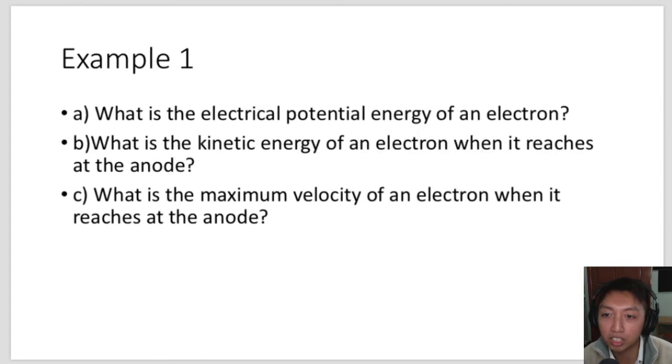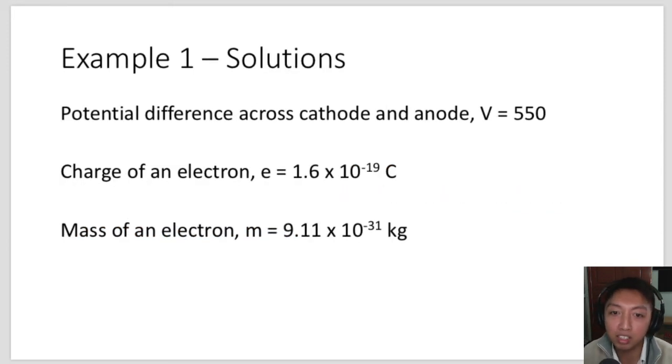Now let's look at the questions. So first question is, what is the electrical potential energy of an electron? We'll look at these questions one by one. Next is, what is the kinetic energy of an electron when it reaches the anode? And the third question is, what is the maximum velocity of an electron when it reaches the anode? So 3 questions, A, B, and C. So let's take a look at the information that you already have.